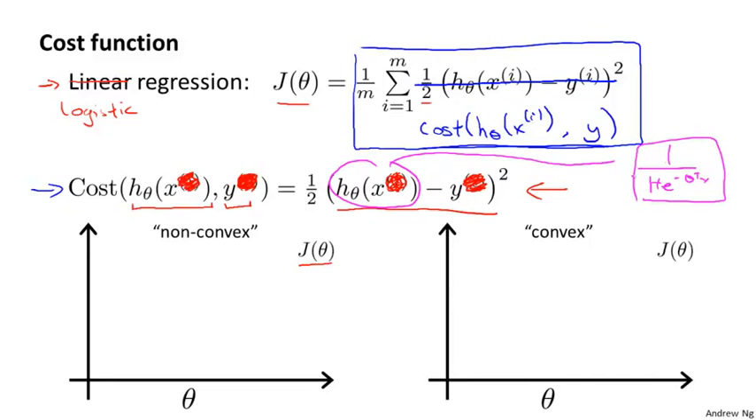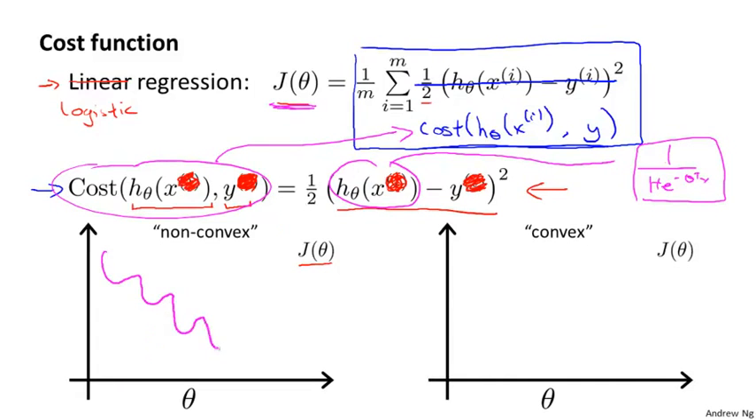And if you take this sigmoid function, plug it in here, and then take this cost function and plug it in there, and then plot what J of theta looks like, you find that J of theta can look like a function that's like this, with many local optima. The formal term for this is that this is a non-convex function. And you can kind of tell, if you were to run gradient descent on this sort of function, it is not guaranteed to converge to the global minimum.